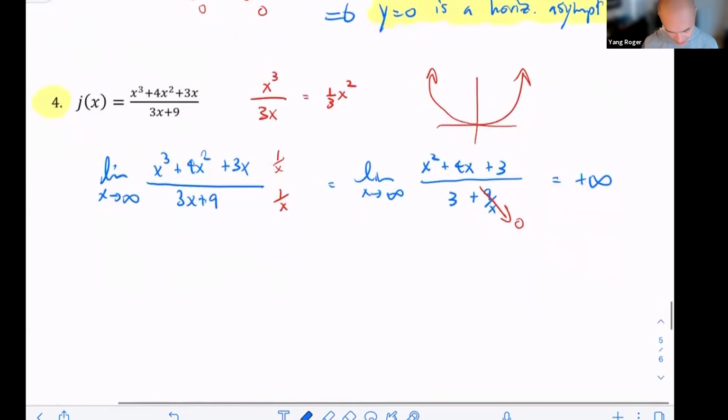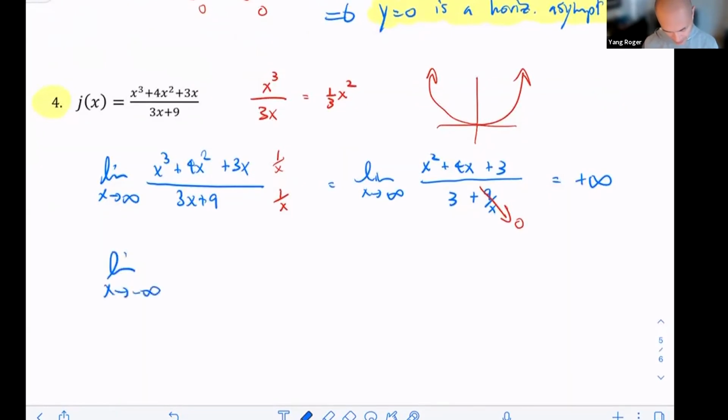I could do the same thing. I could take the limit as x goes to negative infinity. I'm going to get the same situation. I'm going to get x squared plus 4x plus 3 all over 3 plus 9 over x. This guy is going to still go to 0. And when I plug in negative infinity, because this is a squared, that's going to make this go to positive infinity as well. So in both cases, I get positive infinity, which you could tell by comparing the leading terms.